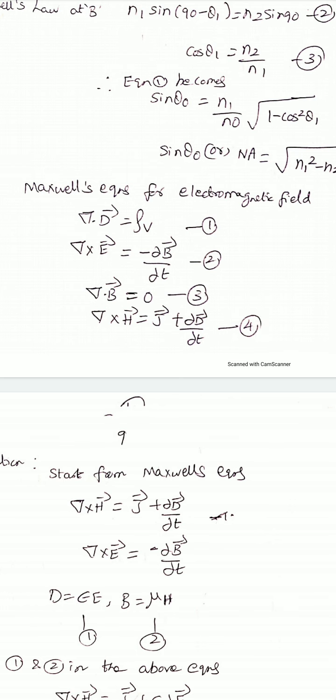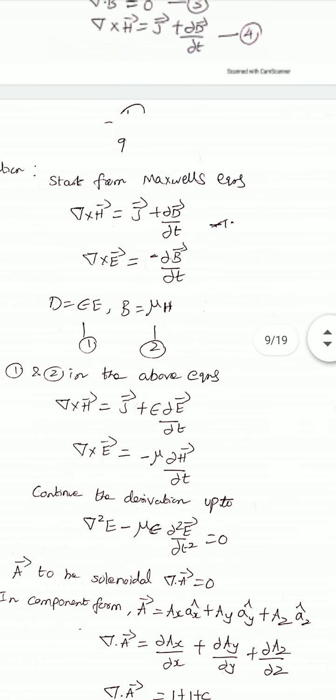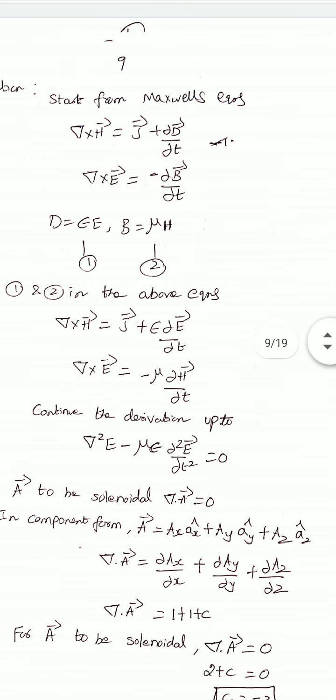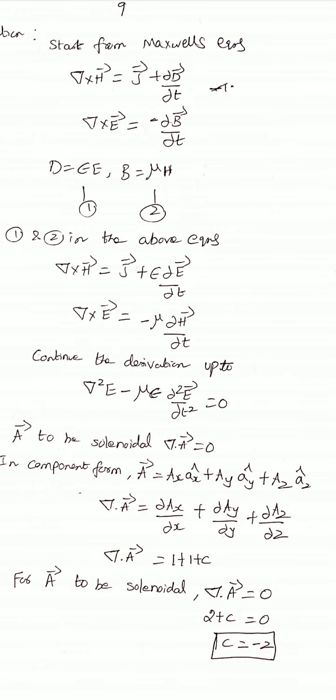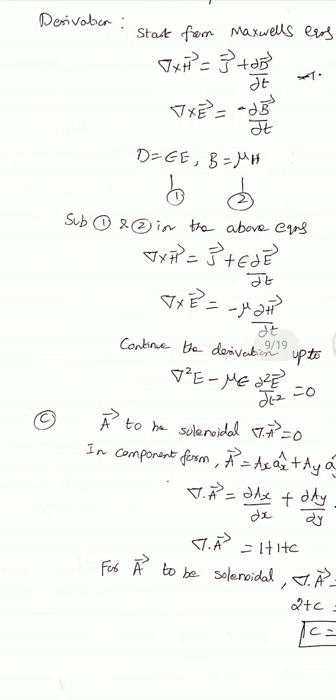by using these Maxwell's equations, we are deriving the wave equation for a plane wave in free space. So up to del square minus mu epsilon, where mu is the permeability of free space and epsilon is the permittivity of free space. Okay, so up to that you have to derive this equation. And then the next question: a vector is given and it is solenoidal. Okay, the question is like that.